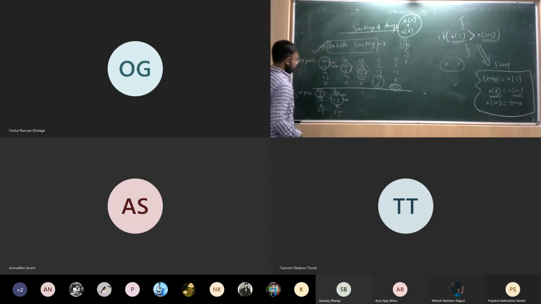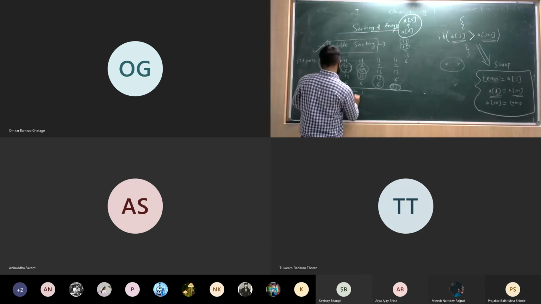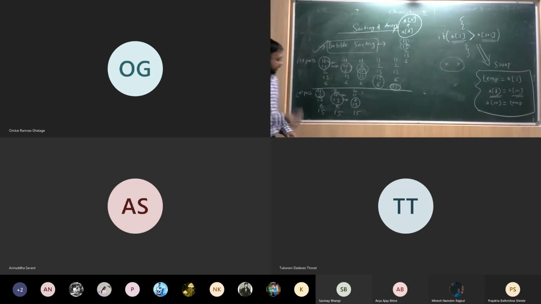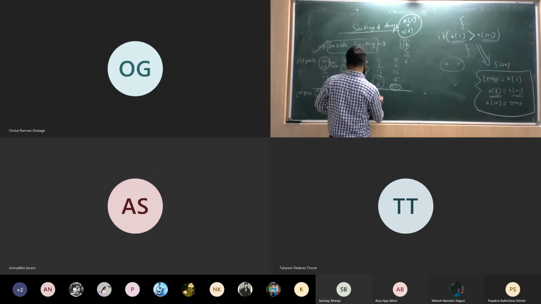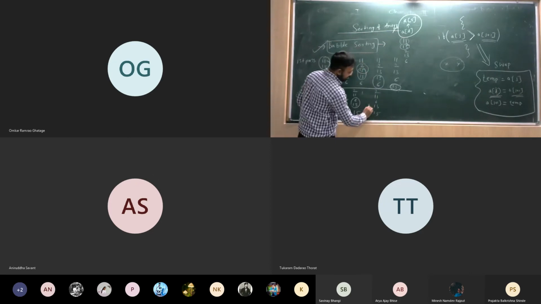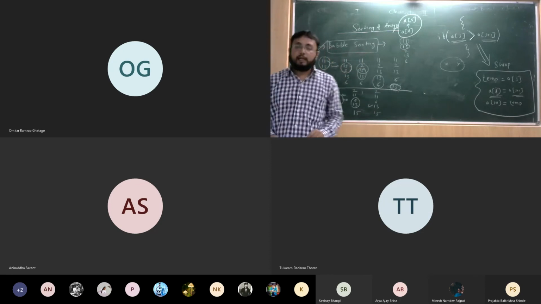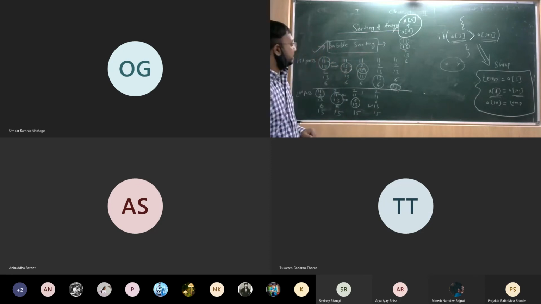Next, 13 and 6 are compared. Is 13 greater than 6? Yes, so the number is swapped: 6, 13 and 15. Again, 13 and 15. Is 13 greater than 15? No, so the numbers stay as they are: 2, 11, 6, 13, 15. By this we have kept the second largest number at the second position. So this is the second pass.